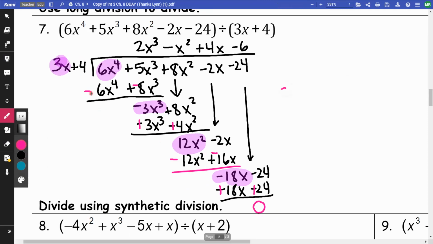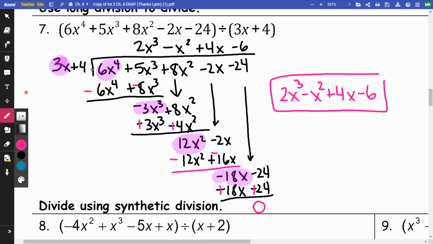So my answer is going to be 2x cubed minus x squared plus 4x minus 6. And I don't have any remainder. So that means that this 3x plus 4 is a factor. Okay, number 8.